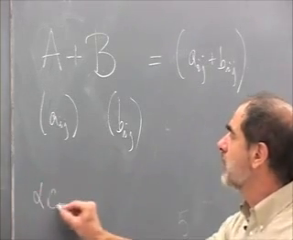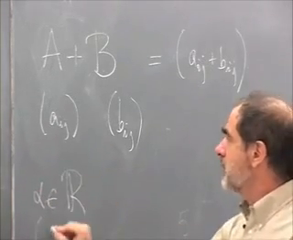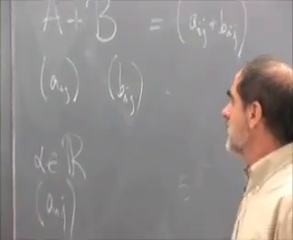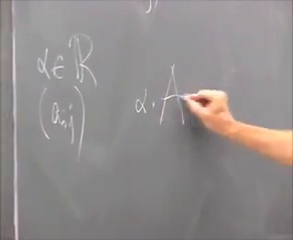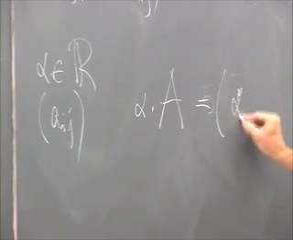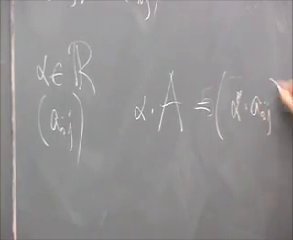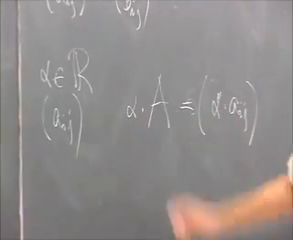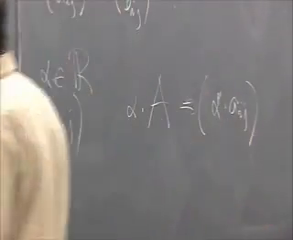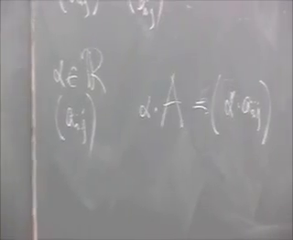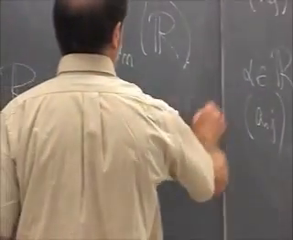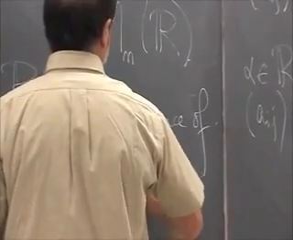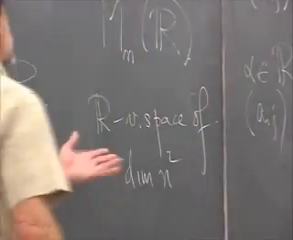If you have a real number alpha, and you have an n by n matrix aij, then you can multiply alpha times A and get the matrix where the entries are alpha times aij. And then we multiply every member by alpha. That's the scalar multiplication in the vector space. So that's what makes this a real vector space of dimension n squared. As I say, you have to write down a basis.